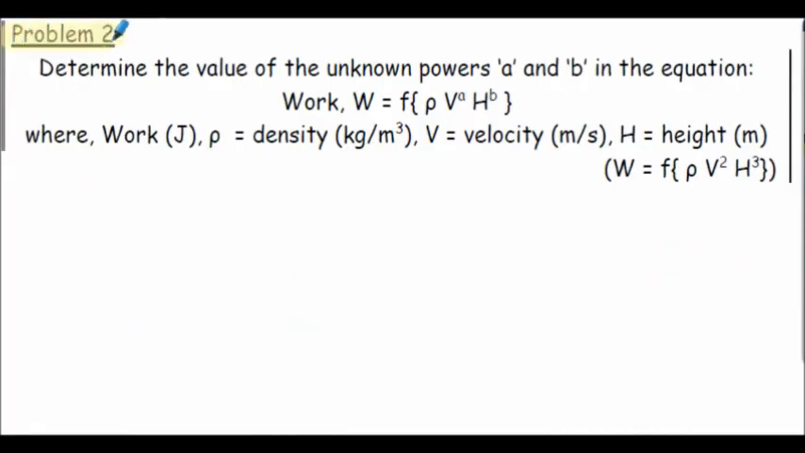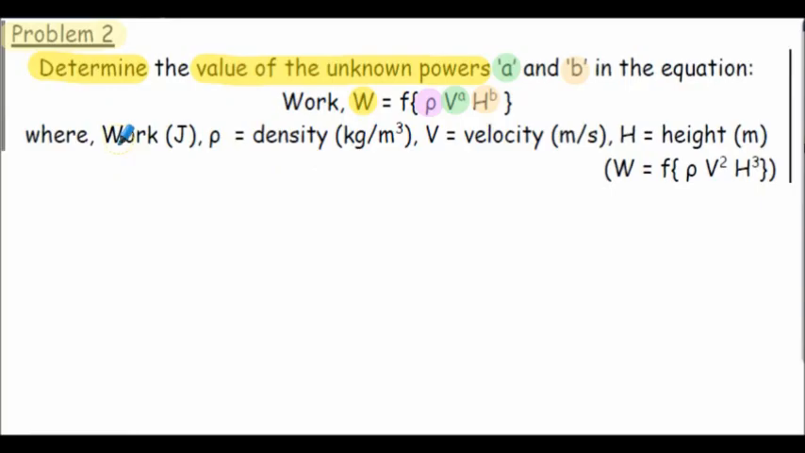Here is problem 2. We're asked to determine the value of the unknown powers labelled A and B. In the equation for work done, capital W here, work done is considered to be a function of mass density rho, volume and height h.